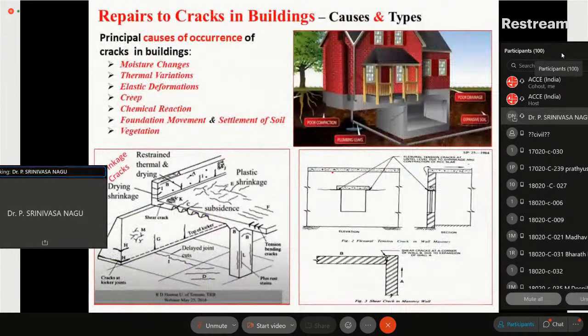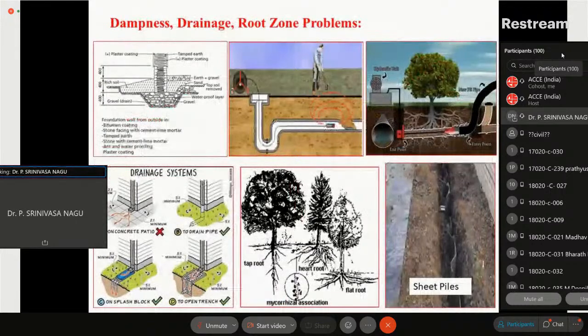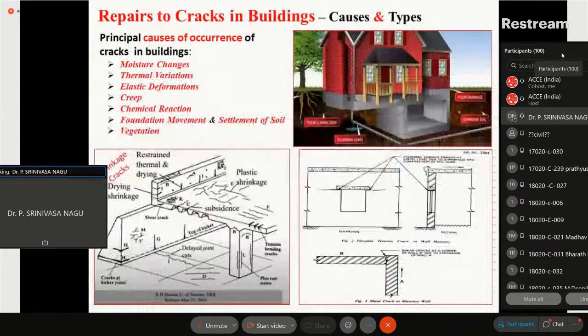So the cracks are the main problems. You know, these cracks are due to different reasons. You can see what are the principal causes of occurrence of cracks in buildings. Okay, you see, below the foundation, what happens? There is a basement floor. Now, in apartments, there are a number of basement floors for parking.